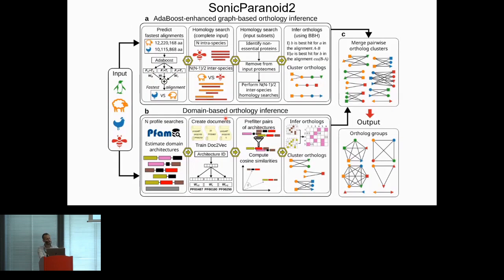This scary thing is the whole pipeline. On the top is the graph-based part, and the bottom is the domain-based part. What I didn't tell you is that these are then merged in a very boring way. But once we have this, you have the ortholog groups using MCL, which is what in the end people will use.